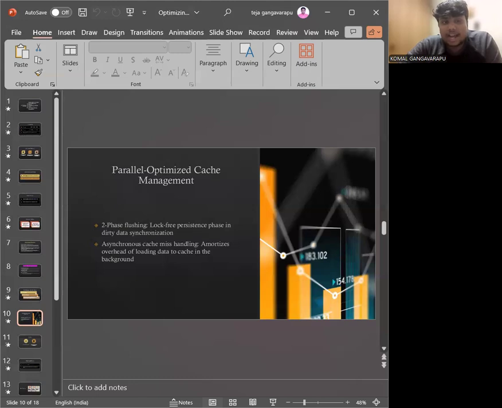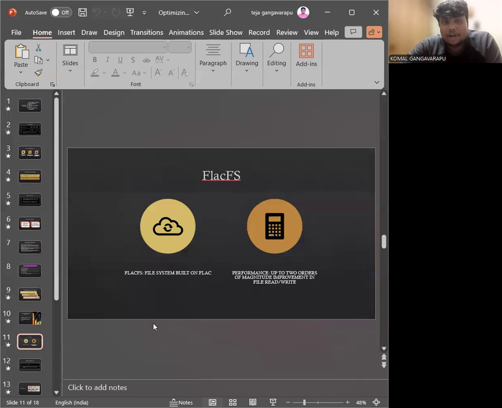And coming to the next slide, FLAC file system. FLAC file system is a high performance file system built on the innovative FLAC framework, offering significant improvements in file read and write operations. Its success underscores the effectiveness of the FLAC technique and highlights the potential for further advancement in file system design for modern computing environments.